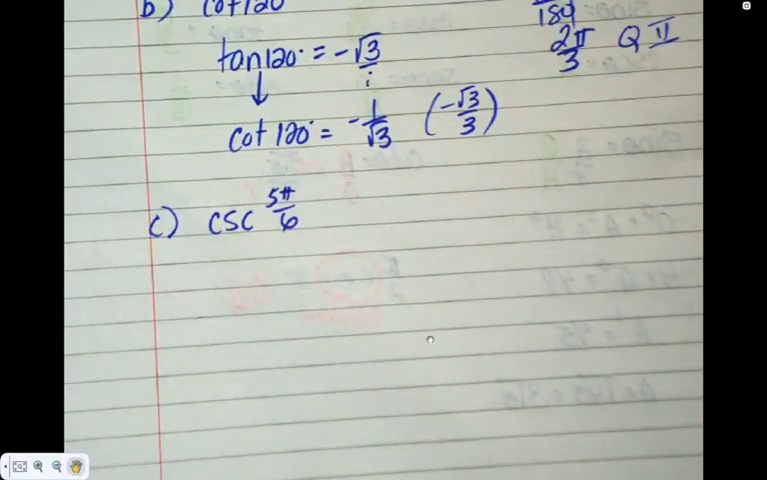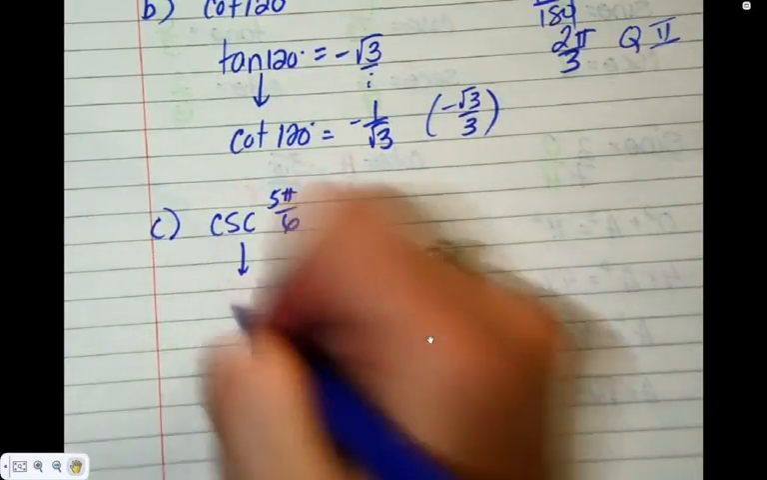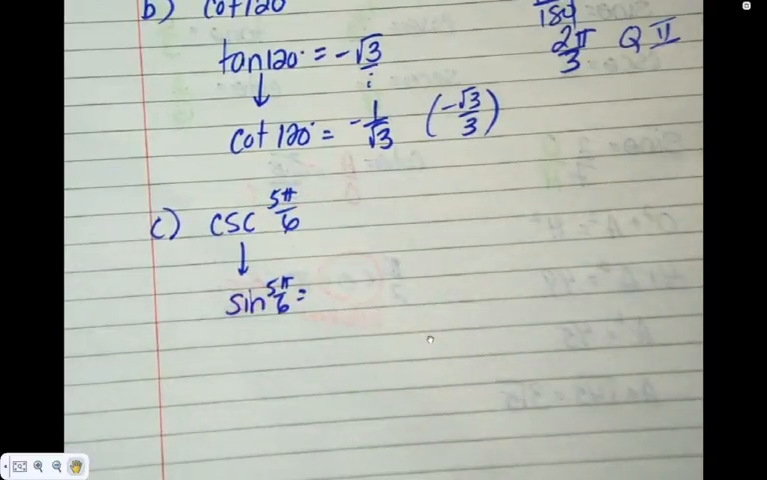Cosecant 5 pi on 6. Again, just ignore the reciprocal function, link to its partner. What's cosecant's partner? I'll give you 30 seconds to figure out what the sine of 5 pi on 6 is. Check with someone sitting around you if you have the same value for sine 5 pi on 6. A little high five there.